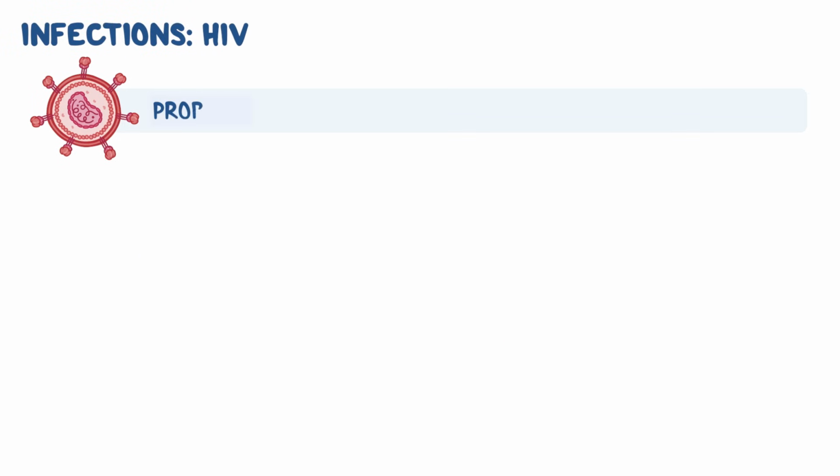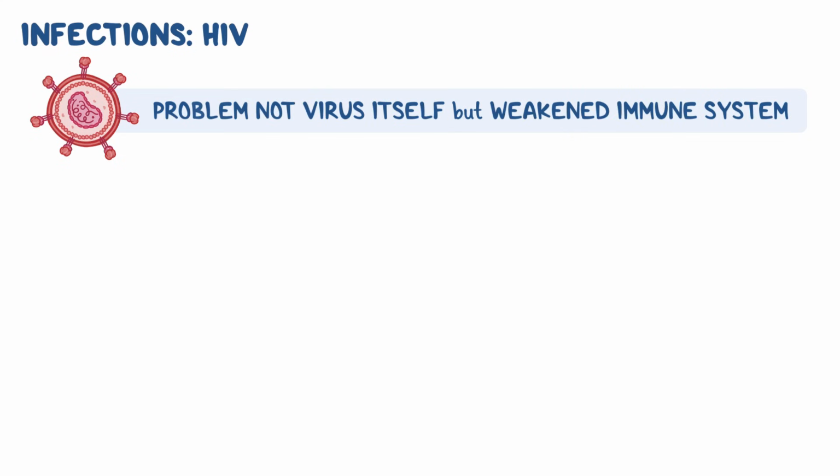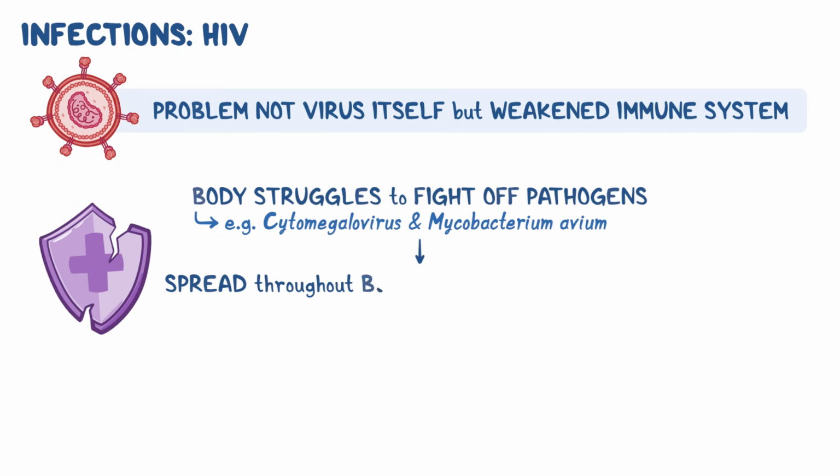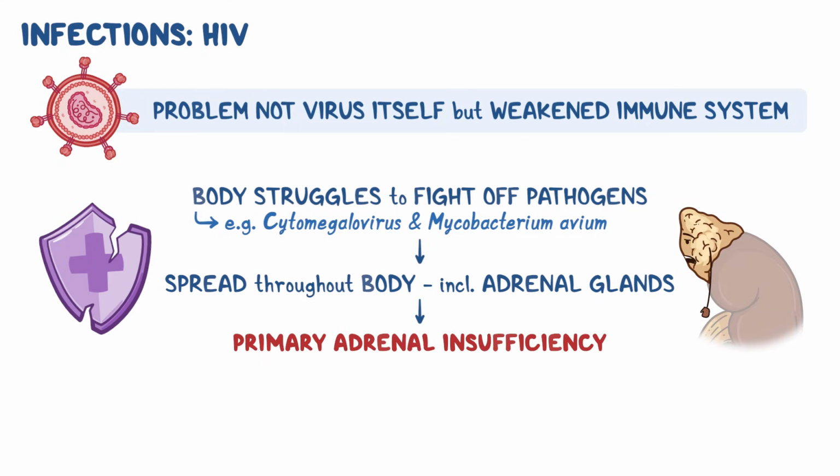On the flip side, in HIV infection, the problem isn't the virus itself, but the weakened immune system. With its defenses down, the body struggles to fight off pathogens like cytomegalovirus and Mycobacterium avium, which can spread throughout the body, including the adrenal glands. Eventually, this can result in primary adrenal insufficiency.